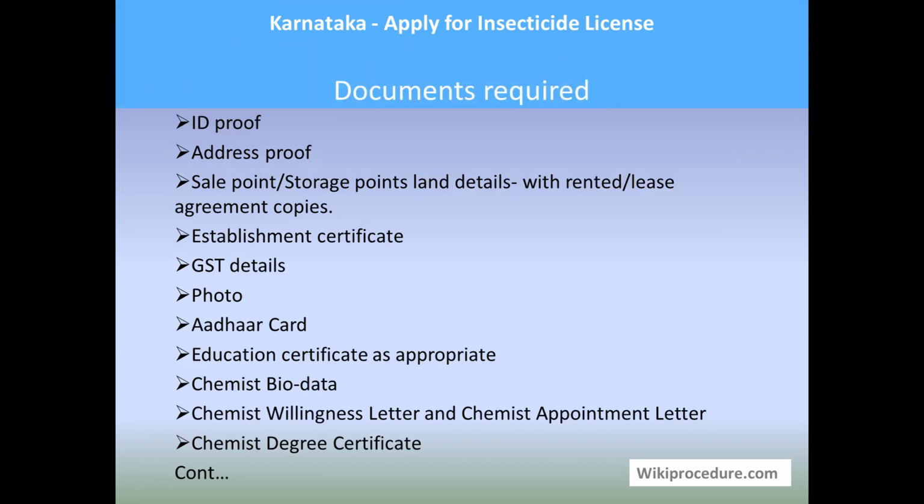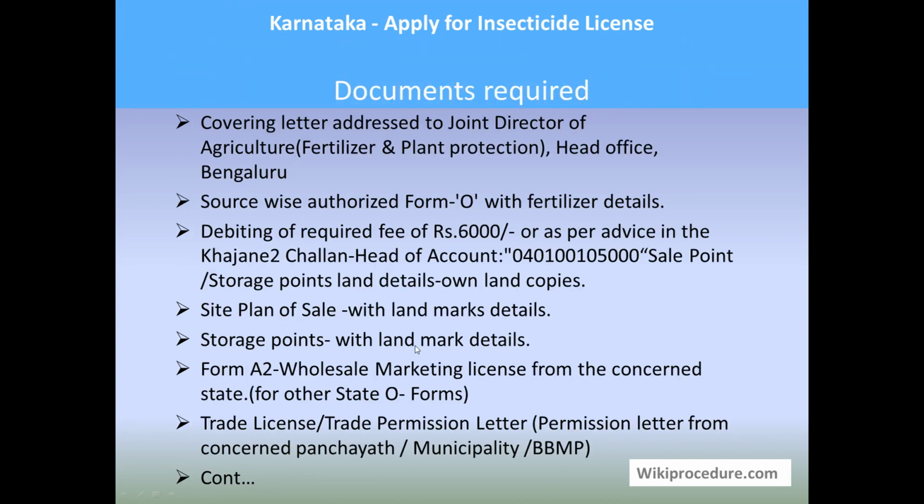Let us see the documents required for this. Usually you need the ID proof, address proof, sale point, that is the place where you are going to do the business, establishment certificate, GST details, photo, Aadhaar card, education certificate as appropriate for your license. Chemist biodata, chemist willingness letter and chemist appointment letter, chemist degree certificate if you are going to get a chemist for your business. Covering letter addressed to the Joint Director of Agriculture, Head Office Bengaluru as mentioned.